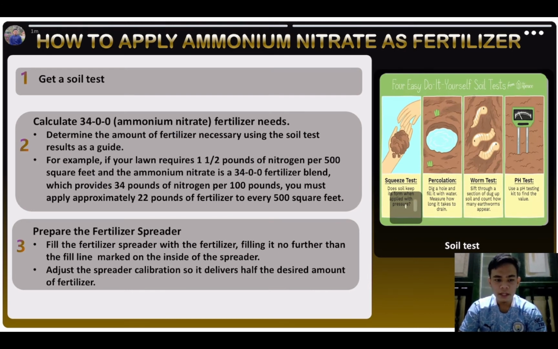And then prepare the fertilizer spreader. Fill the fertilizer spreader with the fertilizer. Fill it no further than the fill line mark on the inside of the spreader. Adjust the spreader calibration so it delivers half the desired amount of fertilizer.